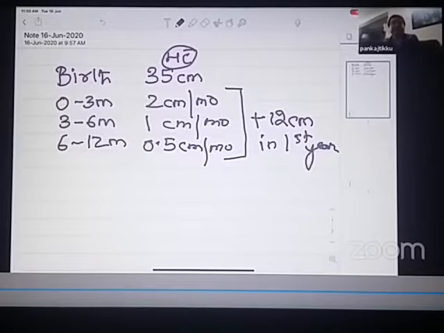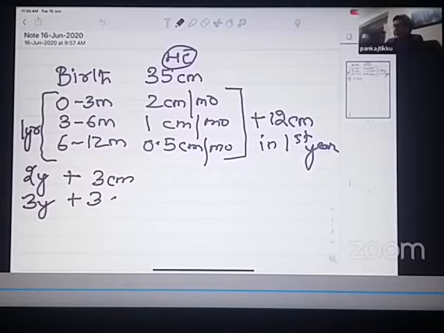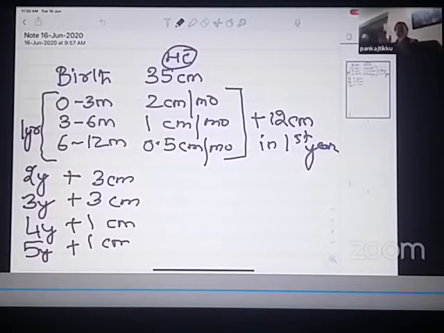So how much increase occurs in head circumference in the first year of life? It is 12 centimeters. So total in 1 year, an increase of 12 centimeters. Then in the second year, the increase is 3 centimeters. In the third year, it increases 3 centimeters. In the fourth year, it increases 1 centimeter. And in the fifth year, it increases again 1 centimeter. This is how the head circumference is increasing.